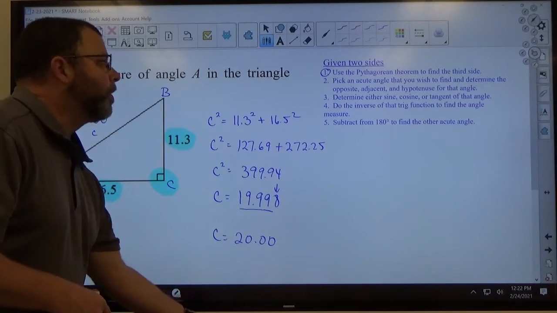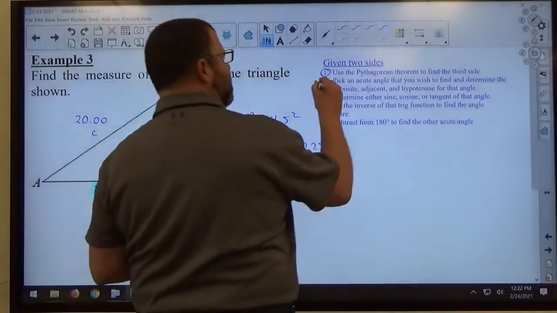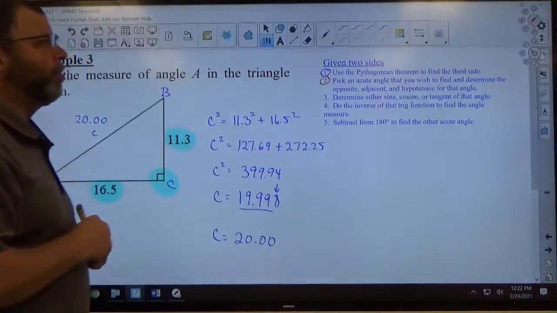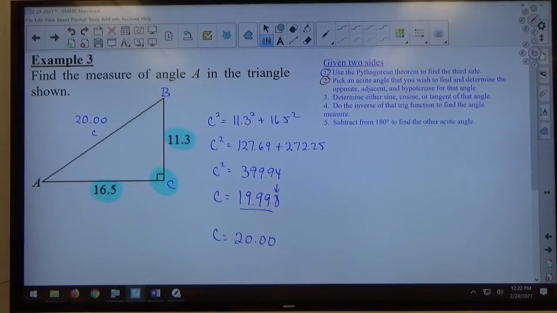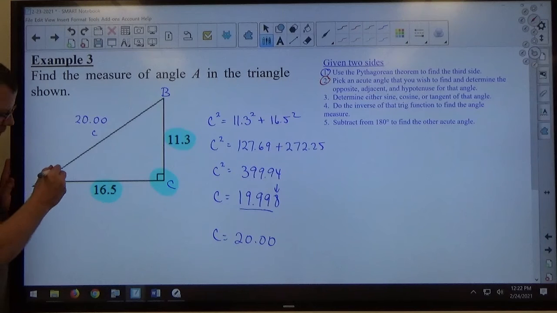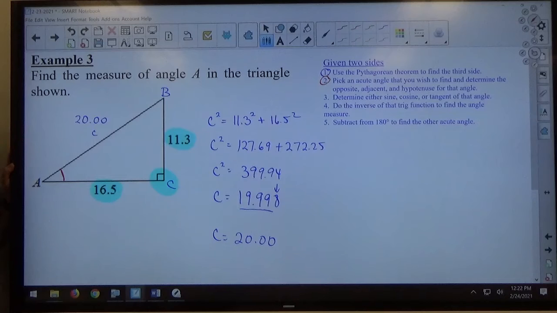All right, so that's step 1. Step 2, it says pick an acute angle you wish to find. In other words, you get to pick which one you want to find. Now, obviously, the problem says find the measure of angle A, right? So let's say we want to find A. So I'm going to pick an angle I want to find. I don't know what angle A is. In the last problem, we did know an acute angle. We actually knew both of them, so we got to pick one, and everything was set up for us. So here's my acute angle.